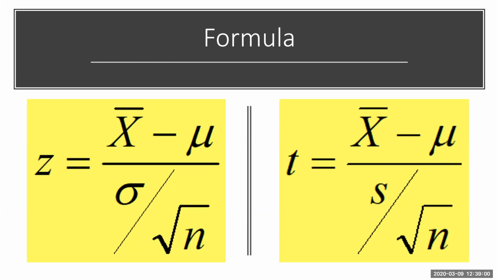Okay, so check into the next video to learn about how to read the table so we can find our new rejection regions.